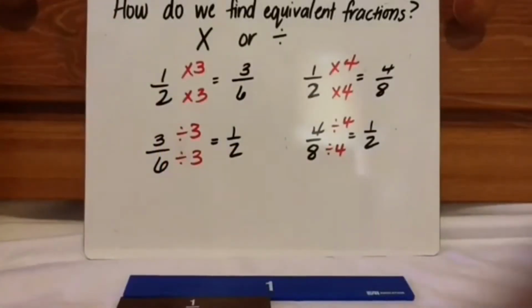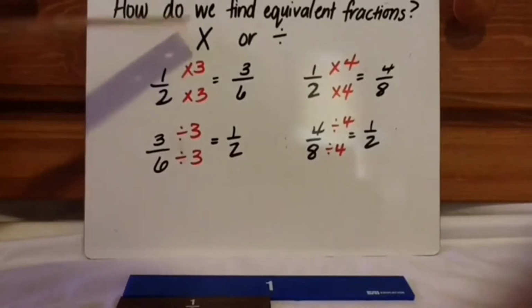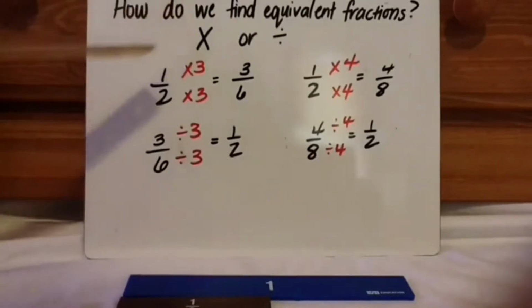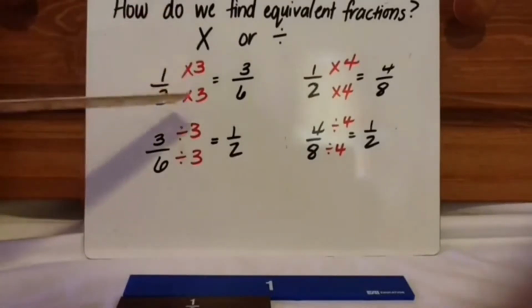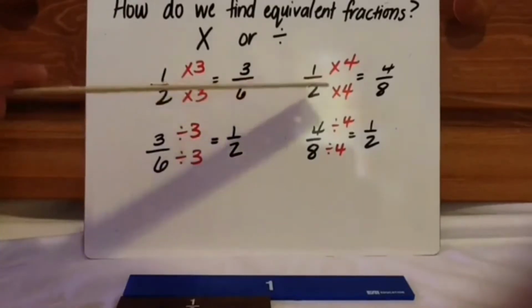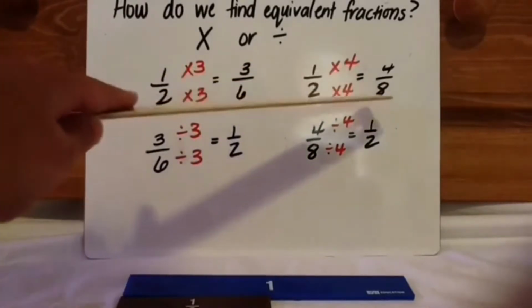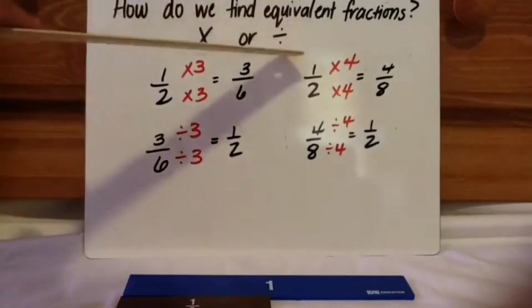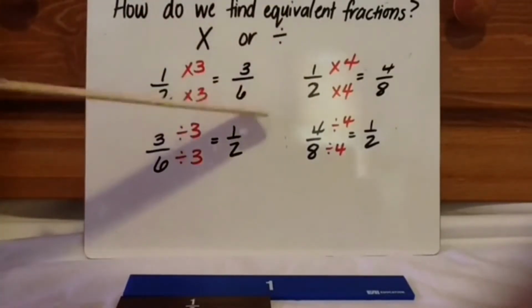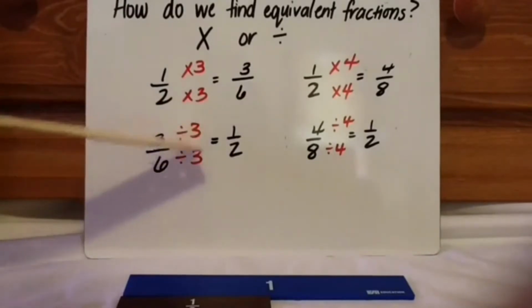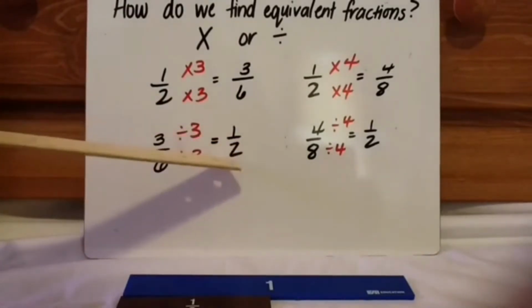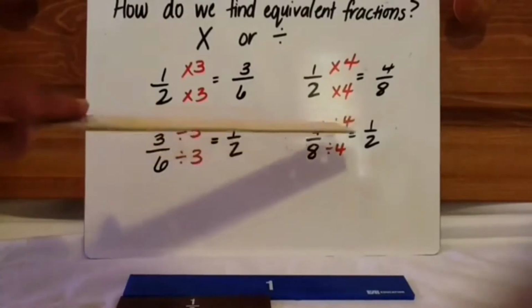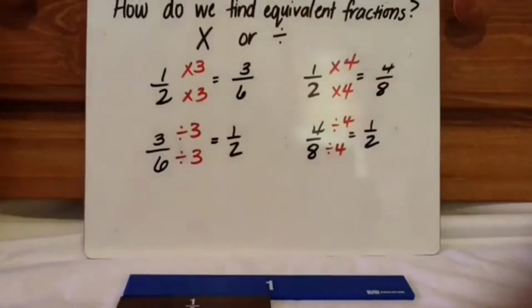So the question is, how do we find equivalent fractions? In my other videos, I showed you how to find equivalent fractions through multiplication. So if I had half times 3 times 3, I would get 3/6. If I had half and I did times 4 times 4, I would get 4/8. The other way to do it is through division. You can take this fraction 3/6 and divide by 3 and you get half. You can take 4/8 and divide by 4 and get 1/2. So it's exactly the same thing.